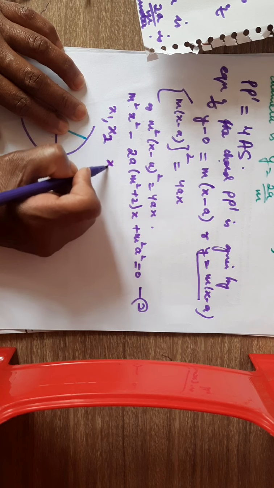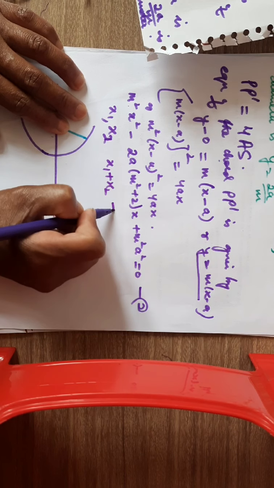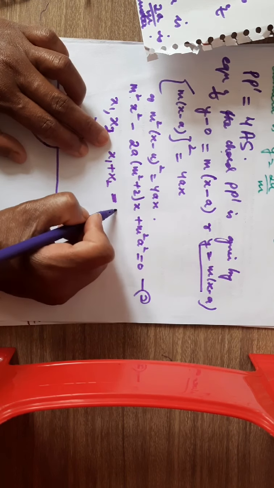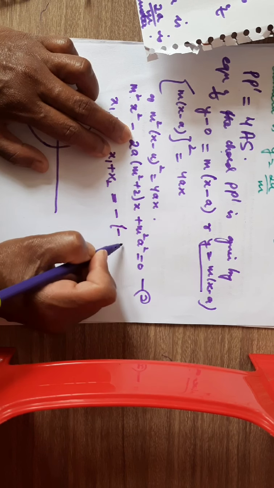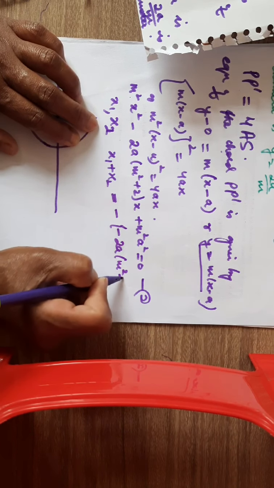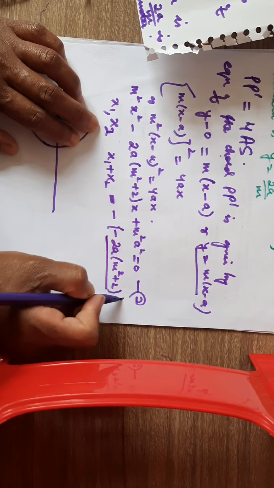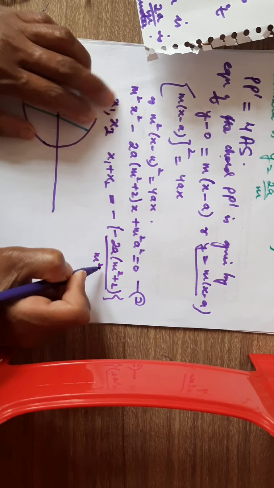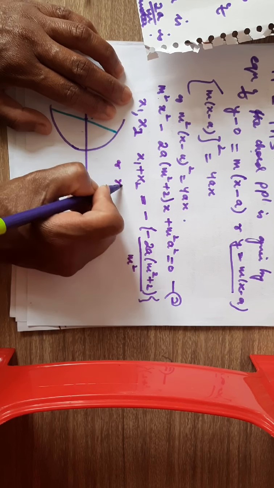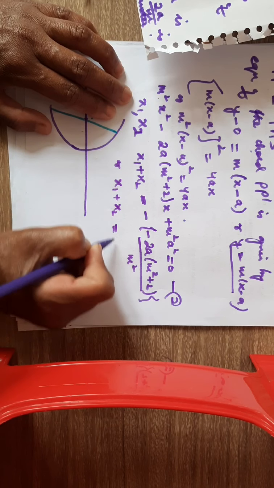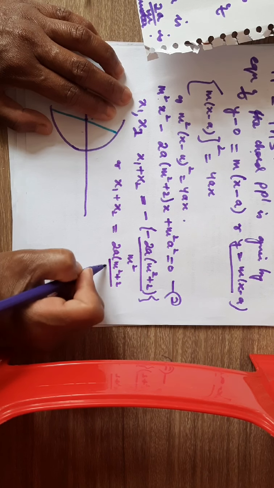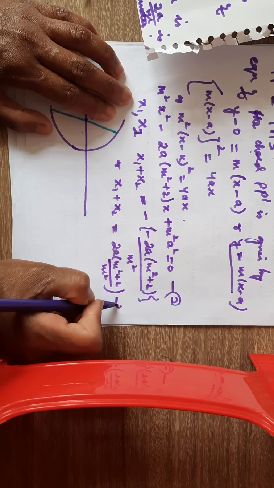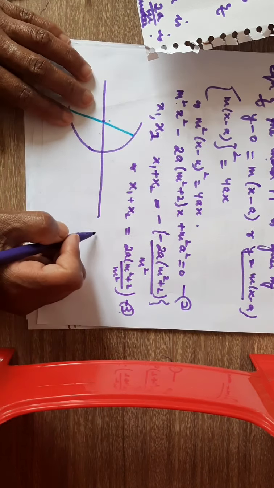So in this case, the sum of the roots, x1 plus x2, will be equal to minus of, since minus is already there, minus twice a into m square plus 2, divided by the coefficient of x square, that is m square. On simplifying this, you'll get x1 plus x2 is equal to 2a into m square plus 2, divided by m square. We can name this equation 3.